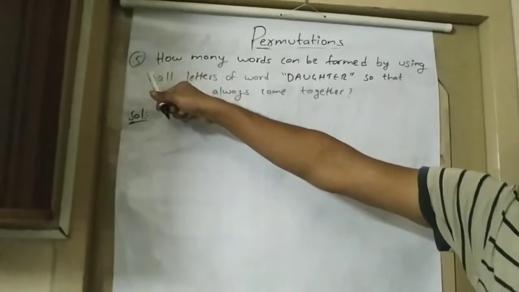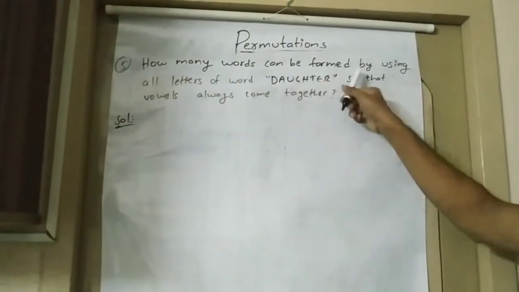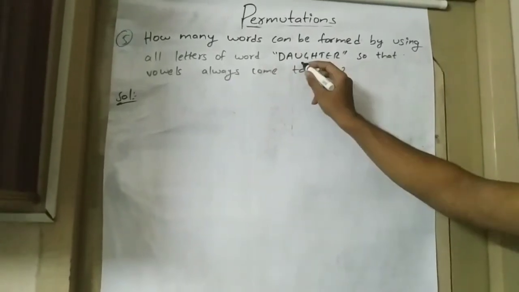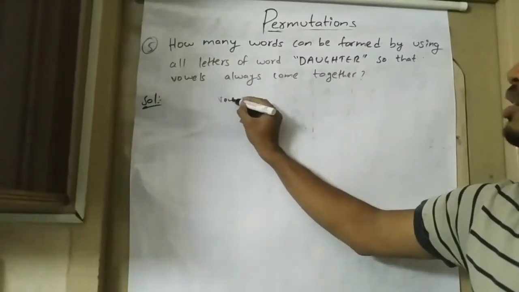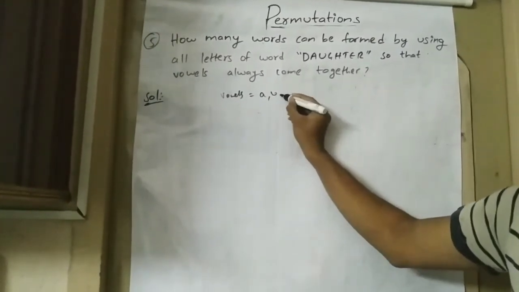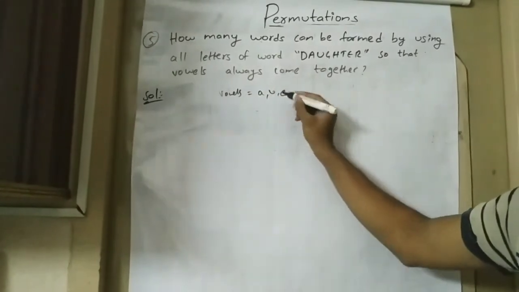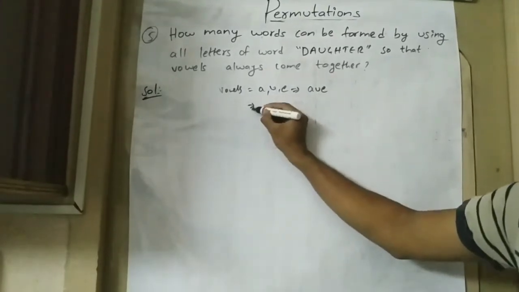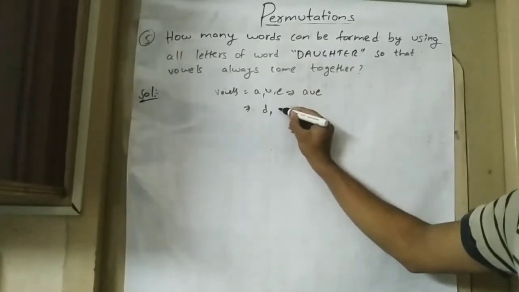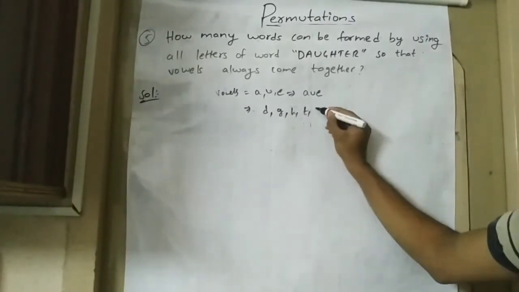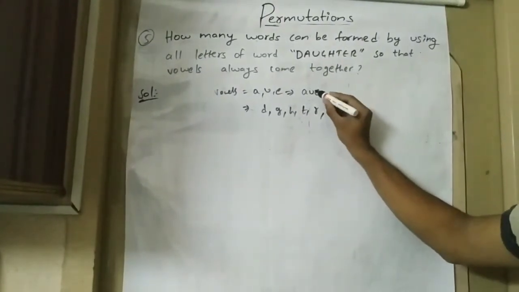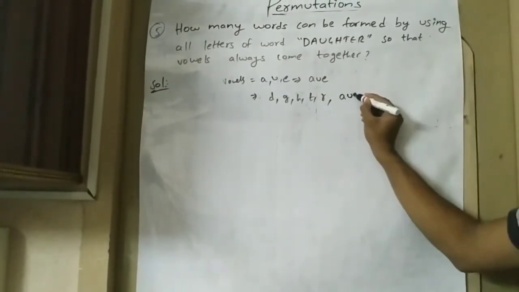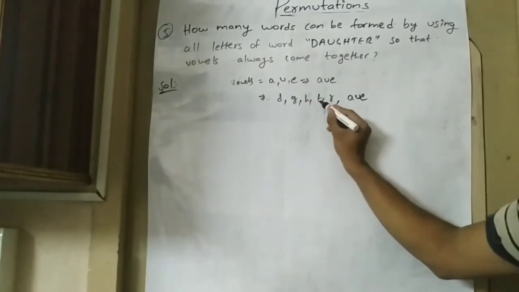Okay. So in this fifth question it is given as how many words can be formed by using all letters of the word DAUGHTER so that vowels always come together. So in the word DAUGHTER, the vowels are A, U and E. So they are telling that all the vowels should be together. So A, U, E, and the remaining letters are D, G, H, T, R. As they told A, U, E should be together, consider this as one letter, that will be AUE. So 1, 2, 3, 4, 5, 6.